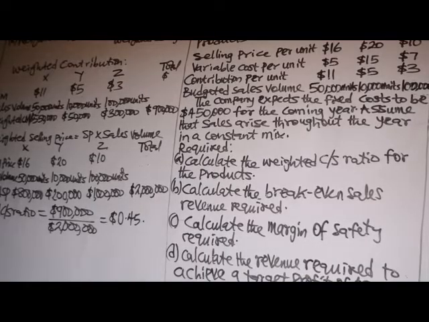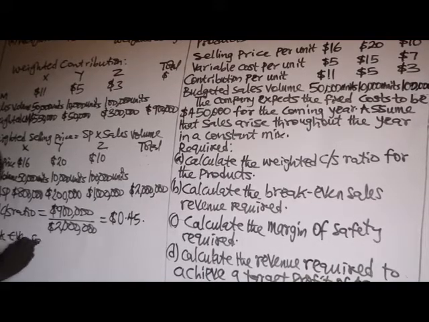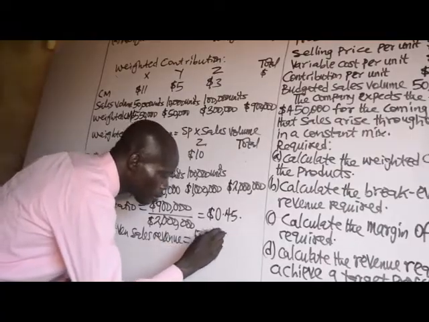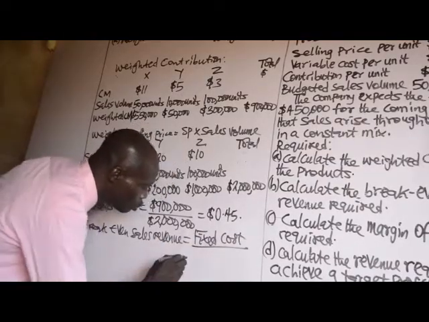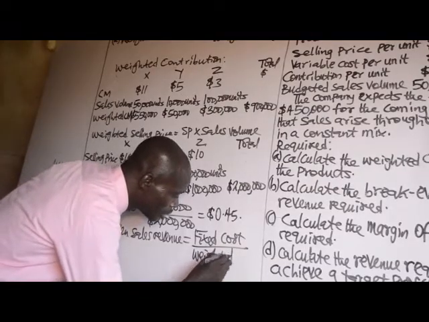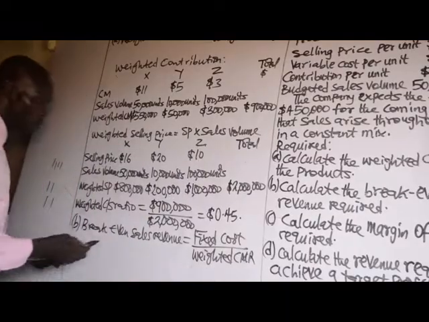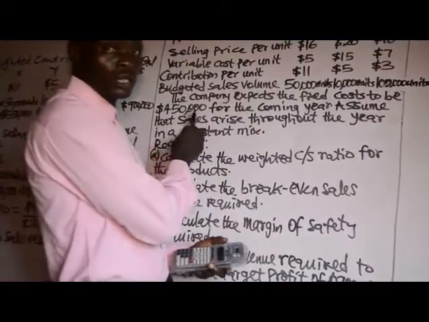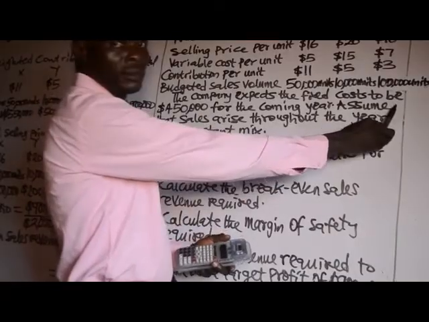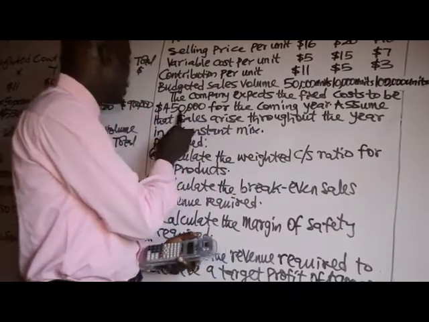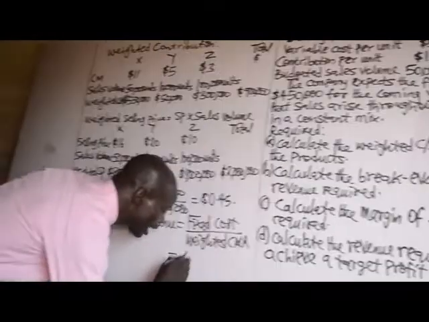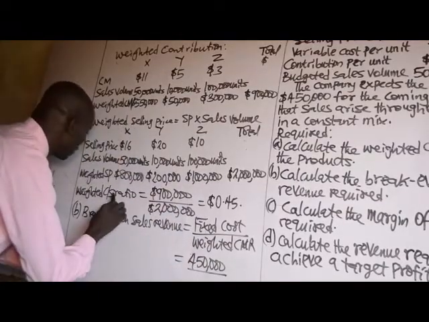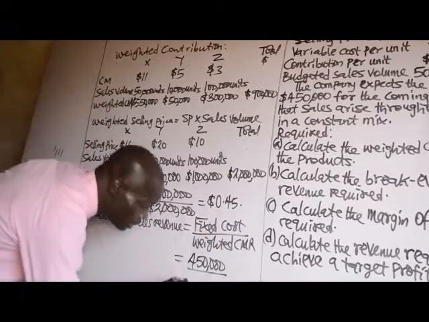Break-even sales revenue, which is fixed cost over weighted CMR, or weighted CS ratio. Our fixed cost amounted to $450,000. We have 450,000 divided by weighted CMR. I've told you that your CMR is the same as CS ratio, and that is 0.45.